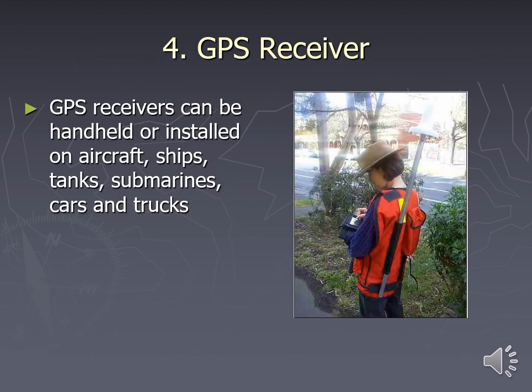Okay, so we've talked about how triangulation works, how GPS satellites essentially work. Now let's talk about the other side of this, the GPS receiver. Most people, at least in the United States, are going to assume when they hear the word GPS that they're going to see their phone, and in a sense their phone is the receiver, right? This is true in the sense that phones have GPS receivers, but there is more to it. GPS receivers can be handheld, or they can be installed in something like aircraft, ships, tanks, submarines, cars, trucks.